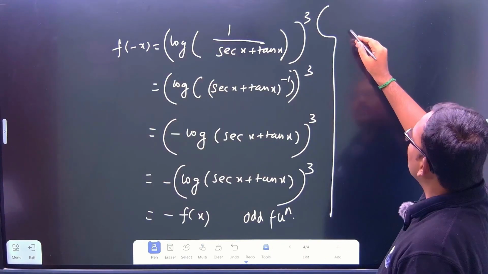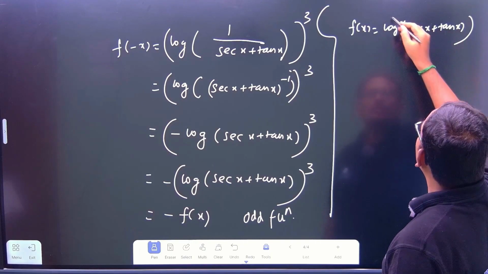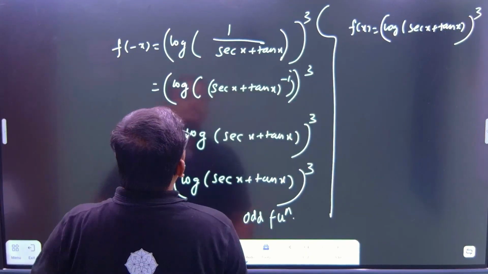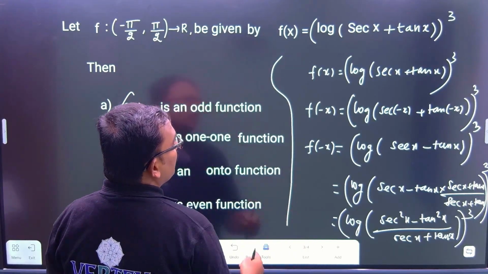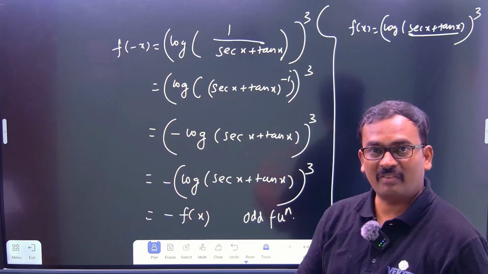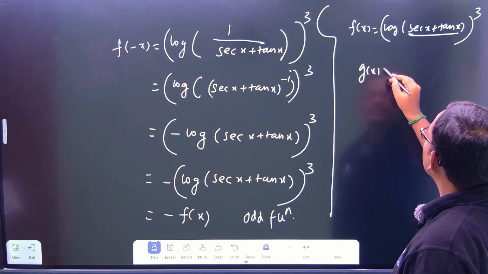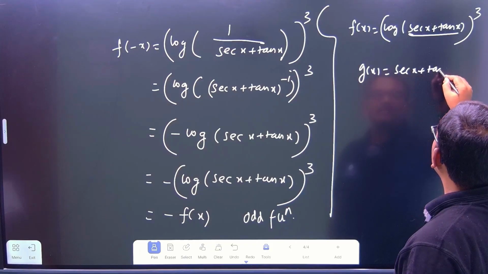You can see here, f of x is log of secant x plus tan x whole cube. Okay, fine. Check once with the question: log of secant x plus tan x whole cube. How to check one-one? First, you have to check whether this function is increasing or decreasing in the interval minus pi by 2 to pi by 2. Let us take g of x, secant x plus tan x.